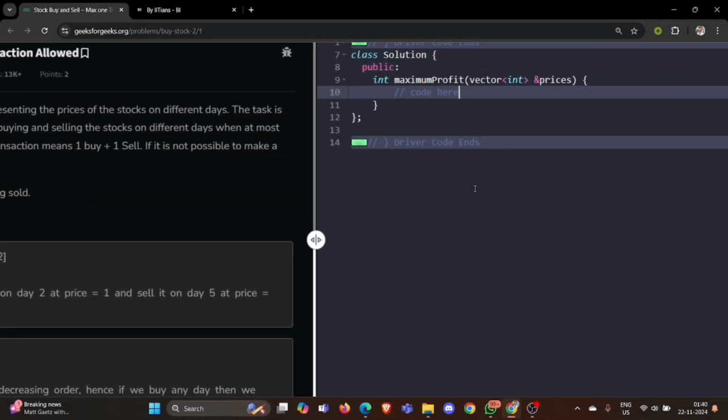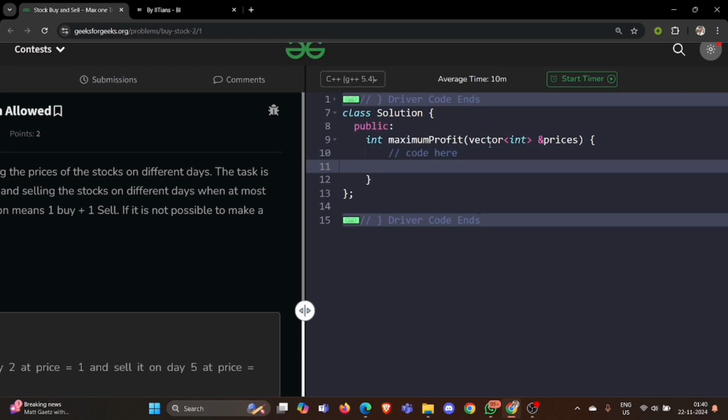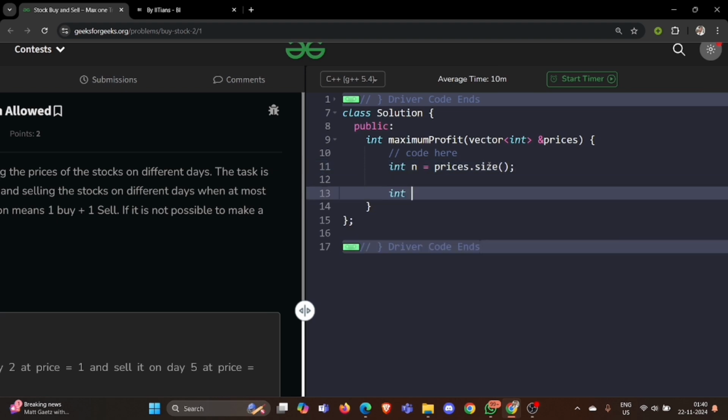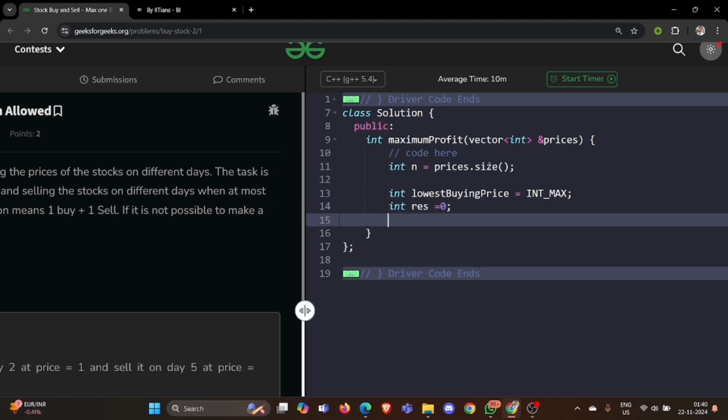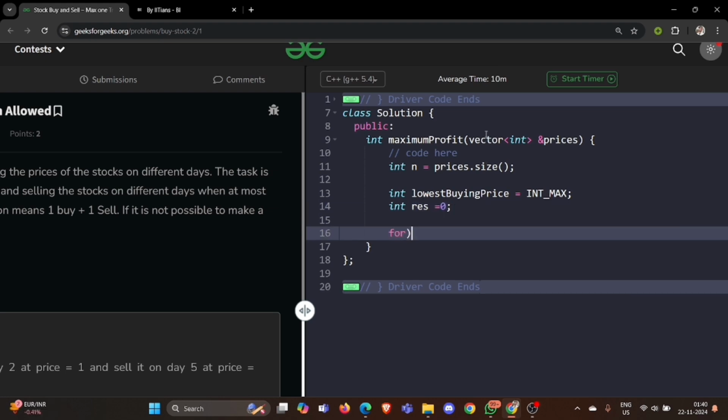So first of all, we're going to start with declaring the size of the prices array. So int n equals prices size. Then we declare our lowest buying price, and we have to initialize it with a very big number. Okay, and this is our result. Now we start with day 0 and go to the n-1th day.